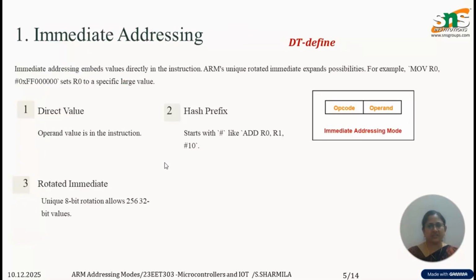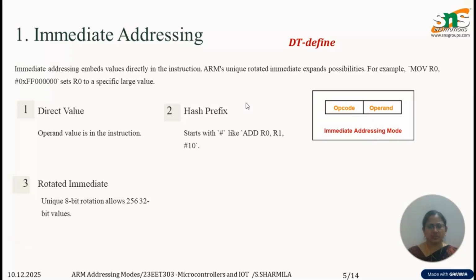Now see the first addressing mode, that is the immediate addressing mode. The immediate addressing is the simplest form of addressing mode. Here the operand value is directly embedded inside the instruction. It is indicated with the hash symbol. That is, ADD R0, R1, #10.